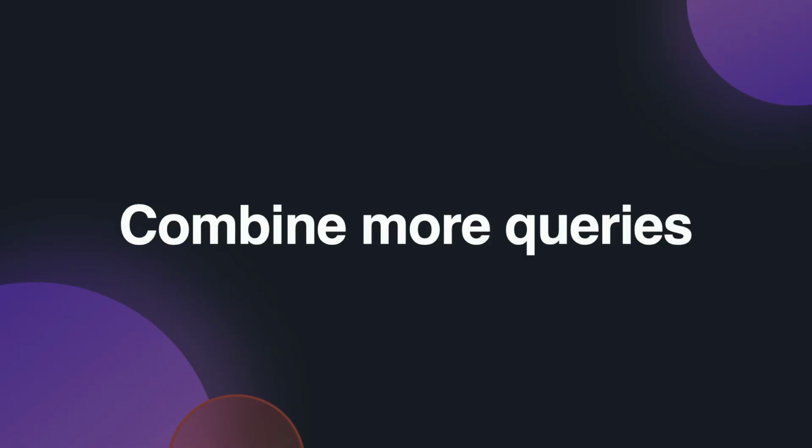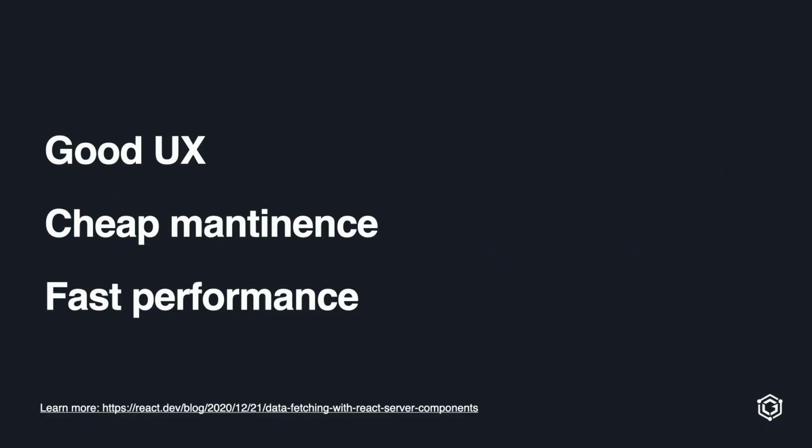From a user experience point, you don't want to wait forever, because you don't want this chain of requests going on. And from a developer experience perspective, you want it to be very easy to maintain all this code, and you don't want it to be brittle. What we're trying to optimize for is a good UX, cheap maintenance, and fast performance. That's how Dan Abramov explains it on the RSC talk. I linked the talk if you want to watch it, if you haven't already.